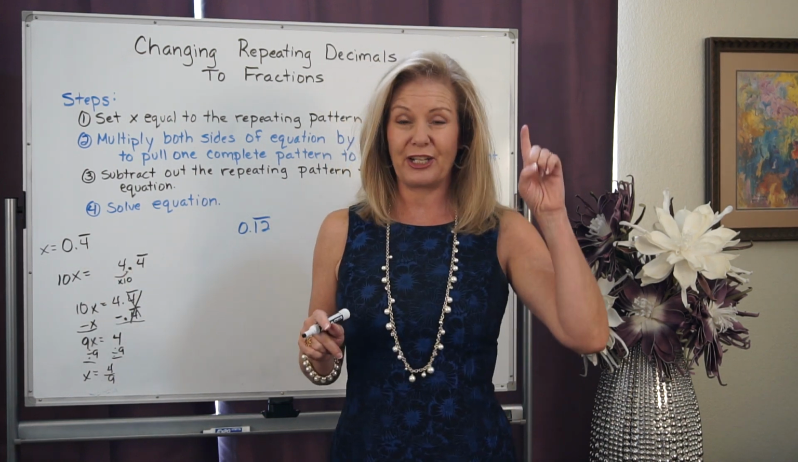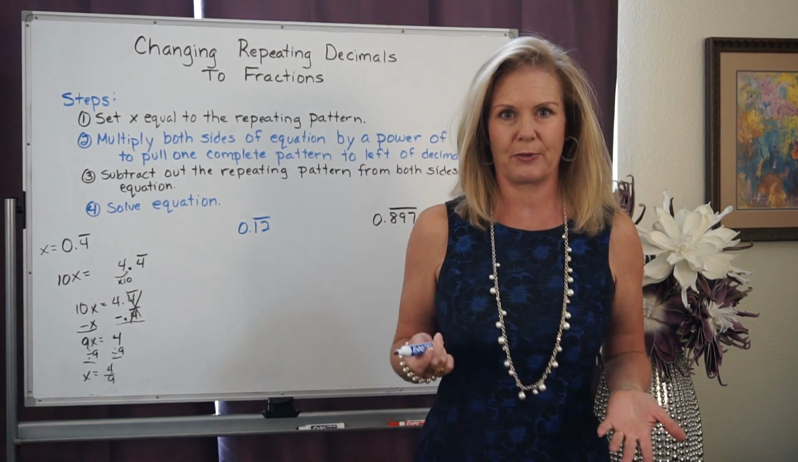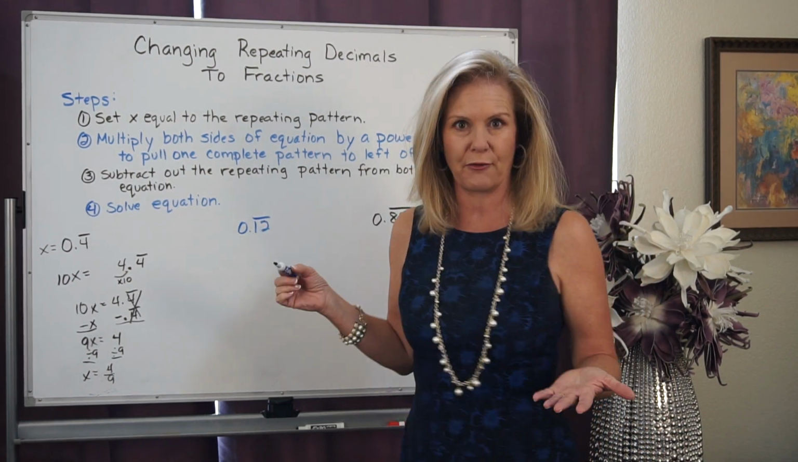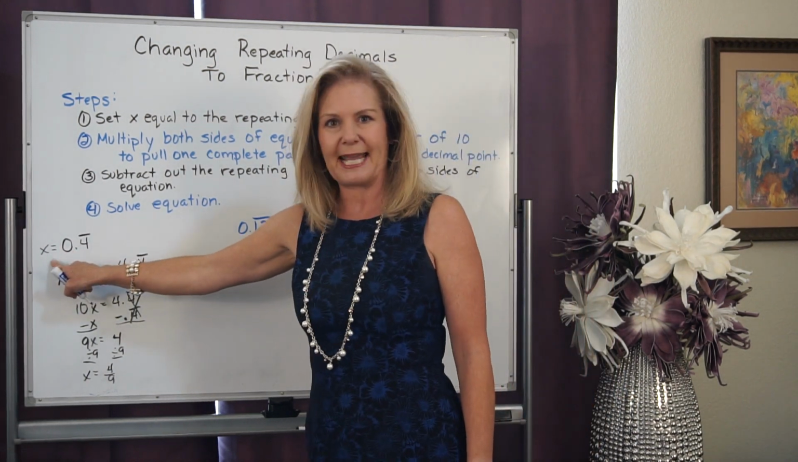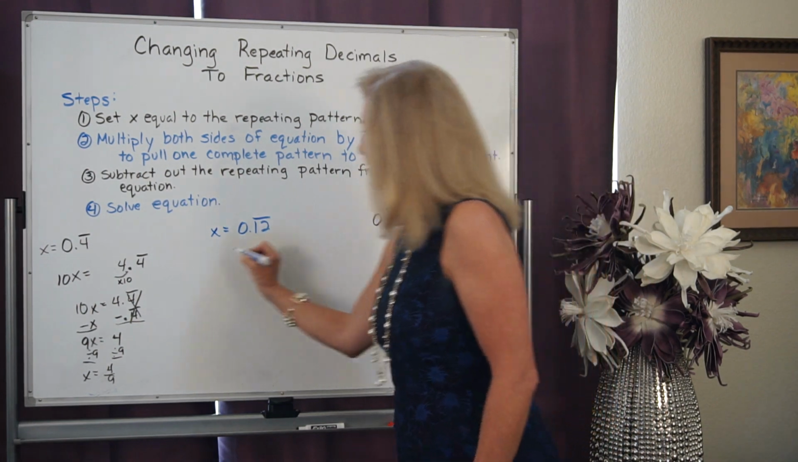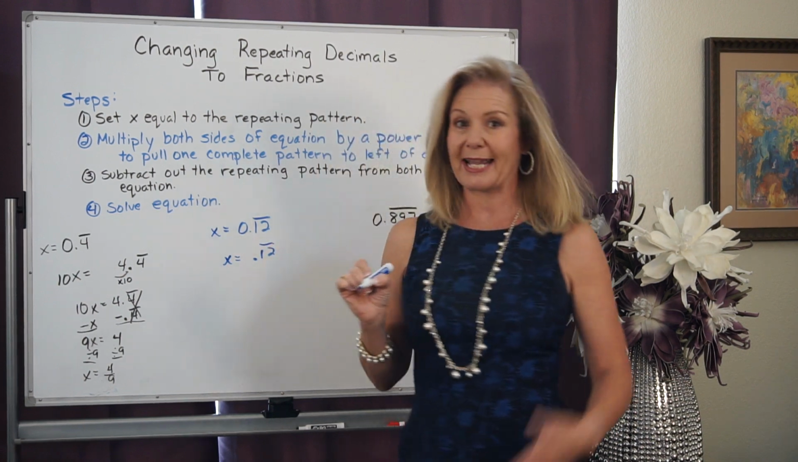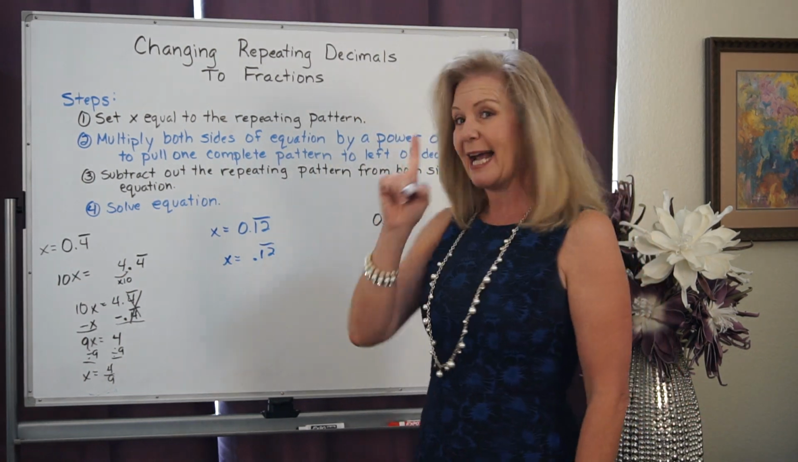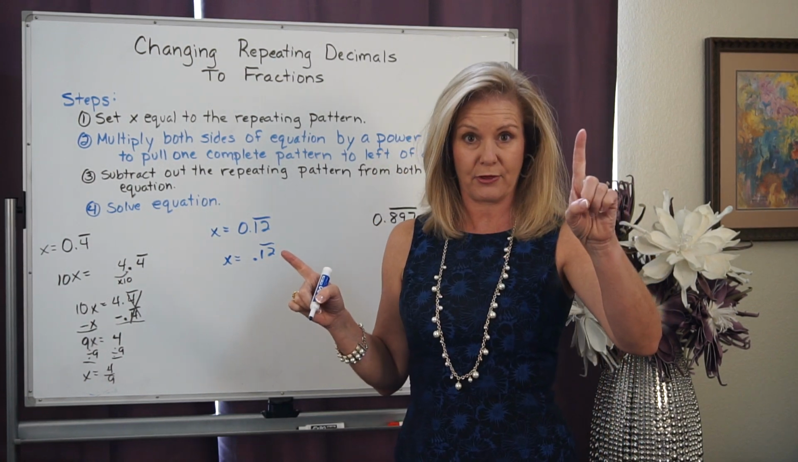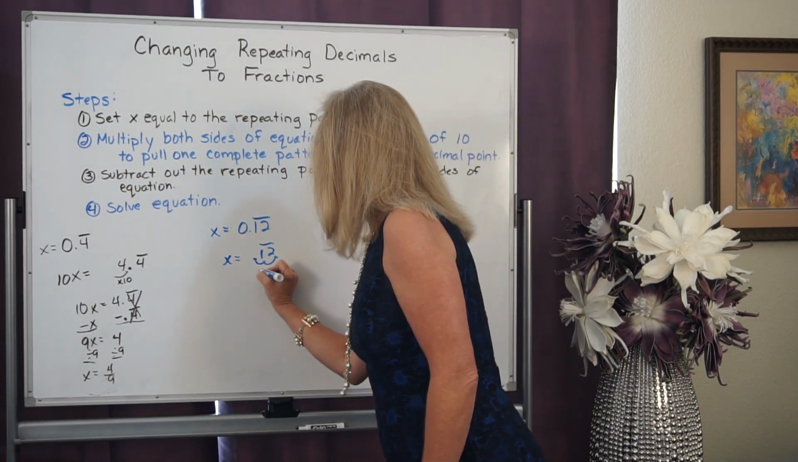Now, it doesn't only happen if we have a single digit for a repeating pattern. It can also happen if we have a 2-digit repeating pattern. So if I have this repeating pattern of 0.121212 and so forth, again, I'm going to start off by taking x and setting it equal to that pattern. Now I'm going to create this equation, x equals 0.12, but it's repeating, so I can't forget that bar notation. Now I need to move that decimal point 2 places over to pull out one of those repeating patterns. Therefore, instead of multiplying by 10, I multiplied by 100.